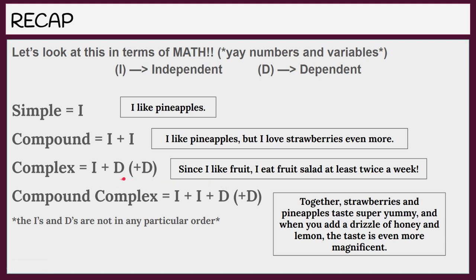Sometimes in a complex sentence, we might have the dependent clause happening before the independent. Like in this one, since I like fruit is dependent, then I have my independent: I eat fruit salad at least twice a week. So make sure you jot down the formulas, make sure you jot down these examples. I would even suggest that you label each part of these as, okay, this one's a D, let me label it or highlight it in orange. This part is independent, let me underline it or highlight it in yellow. Something to help you contrast the two different clauses.